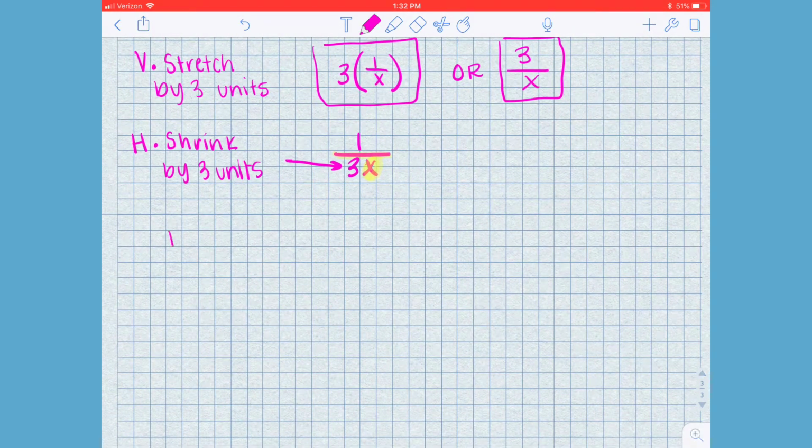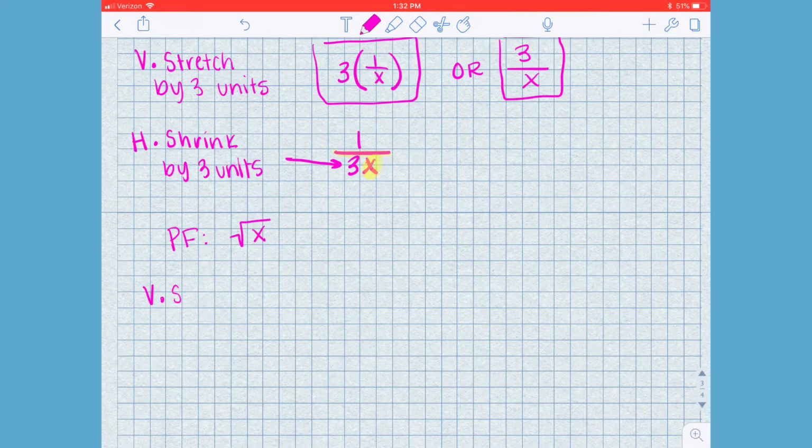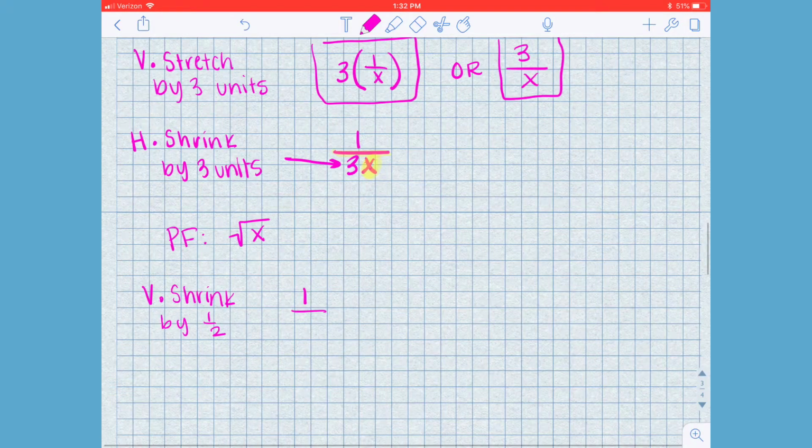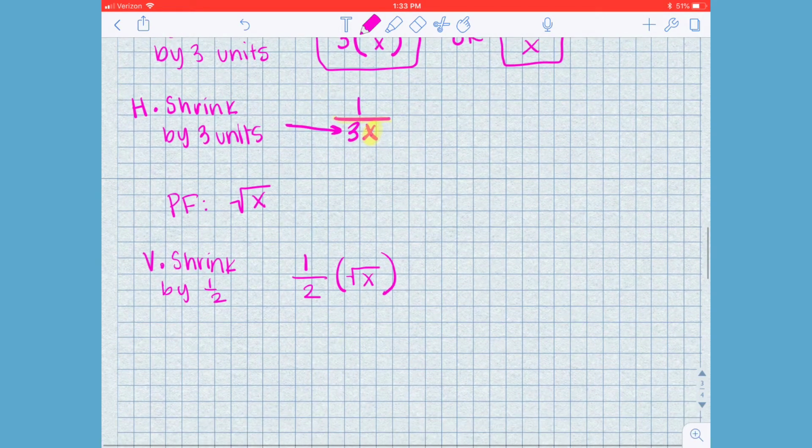Let's say that I had the parent function of a square root of x, so the square root function, and I wanted to do a vertical shrink by 1/2. Then I literally could just write 1/2 times the square root of x. I don't have to put parentheses, but I can.